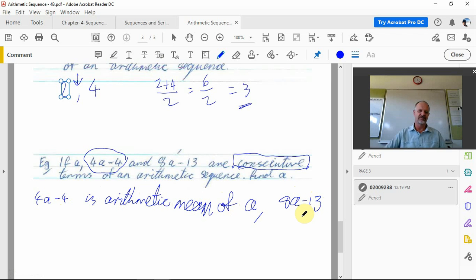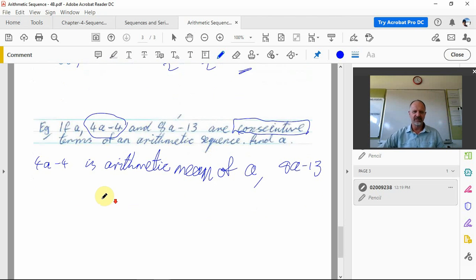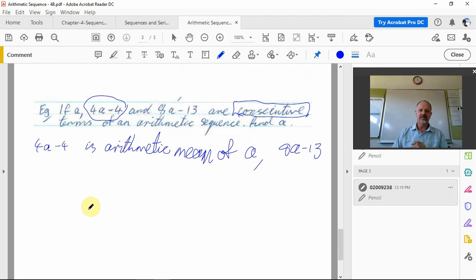And what we're asked to find is find A. Now, the word arithmetic means is quite important, all right, because we're arithmetic sequences here. So we're adding the same amount. So that's why arithmetic comes into it. All right, so if that's the case, to find the arithmetic mean, which is 4A minus 4, we would need to add the two terms and divide them by 2.